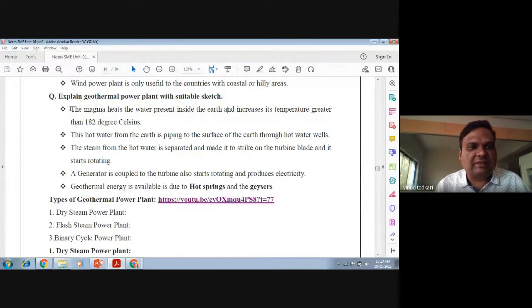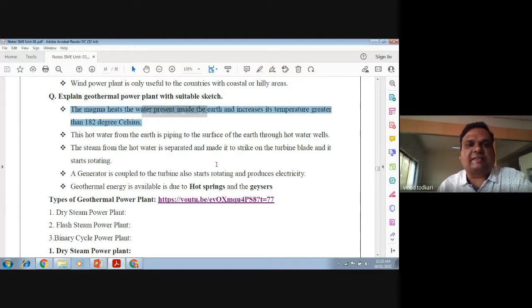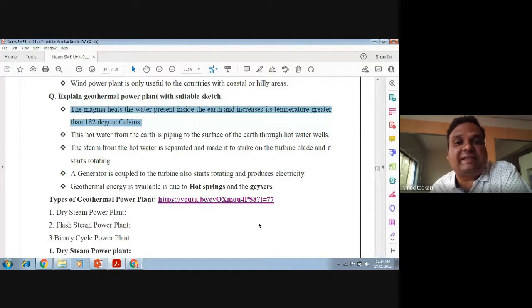Now see, the magma heats the water which is present inside the earth and increases the temperature to greater than 182 degrees Celsius. So in the subsurface, whichever water comes in contact with magma will get heated, and the temperature is very high, as high as more than 182 degrees Celsius, right? So a good amount of heat energy is inside the magma, and it is given from magma to water.